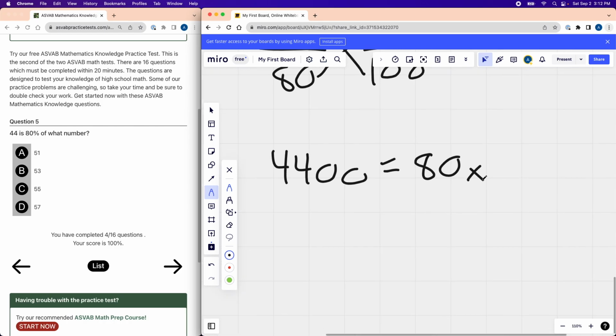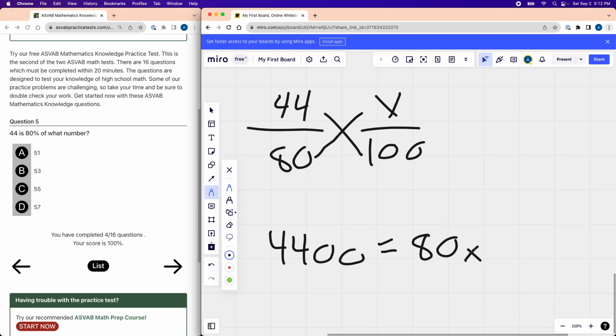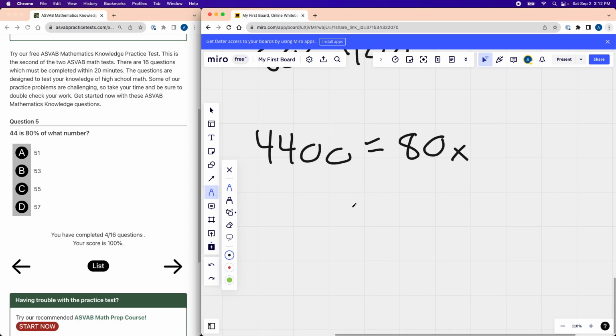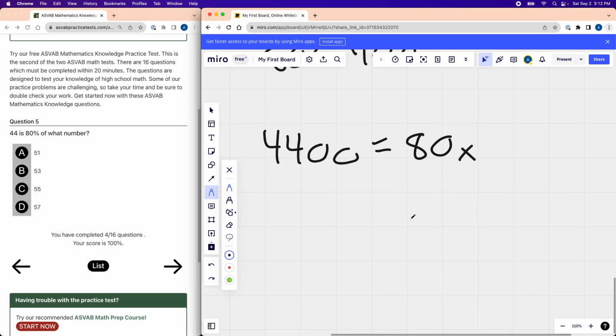And now I have this equation here, right? I just need to solve for x. I need to figure out what this number is here. So I'm saying 4,400 equals 80x. I can't do that in my head, and I can't use a calculator on the ASVAB, so we need to do some long division here.